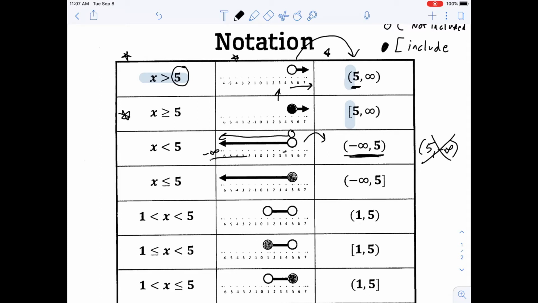Students want to do that all the time. The left number has to be the smallest number. The right number has to be the largest number. If you remember that, it'll help you significantly.